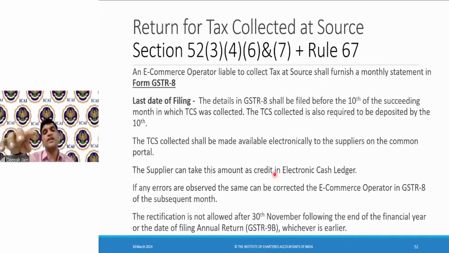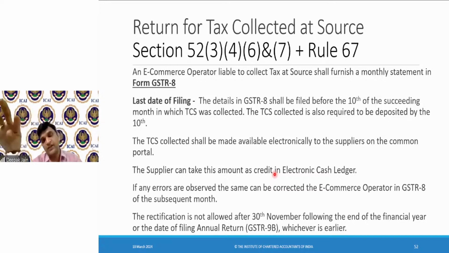The last date of filing this GSTR 8 is again the same, 10th of the succeeding month in which TCS is collected. The TCS collected is required to be deposited by the 10th. They will report it and also make the payment by 10th. The TCS collected shall be made available electronically to the suppliers on the common portal. Now, this supplier can take this credit in his electronic cash ledger. If there are any errors observed in the TCS amount, this can be rectified. We know how this rectification happens. Rectification happens through an amendment. So in subsequent months' GSTR 8, they can do the amendment.